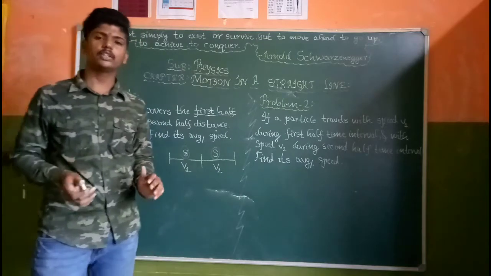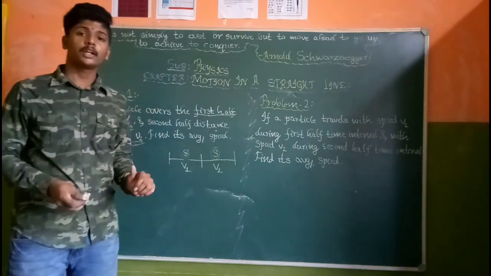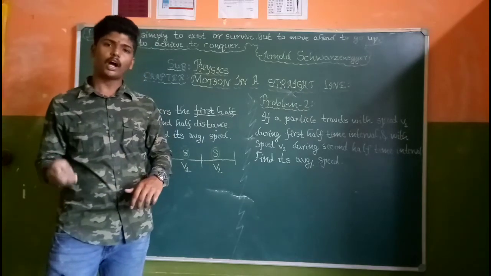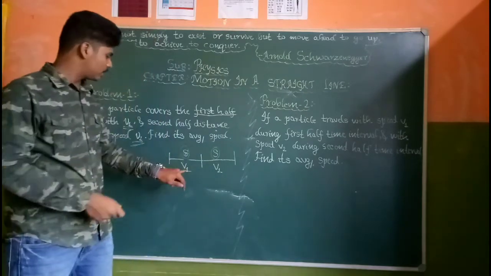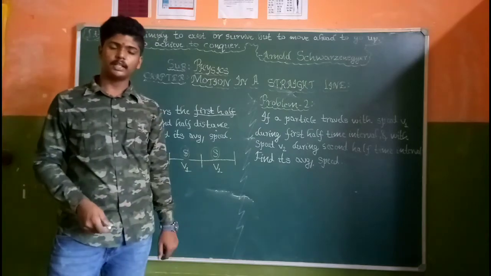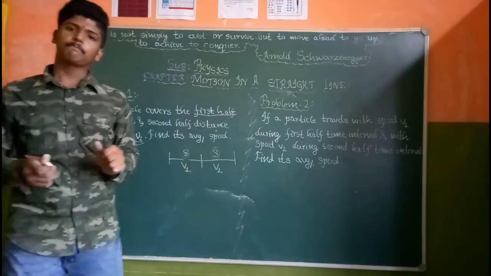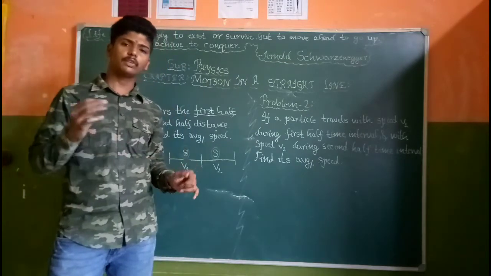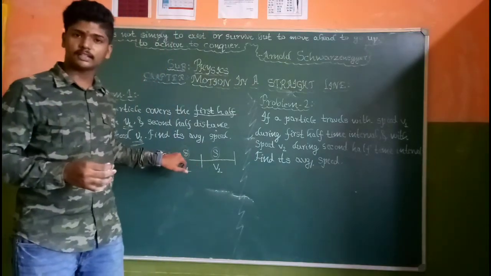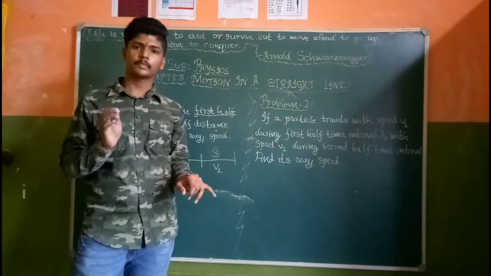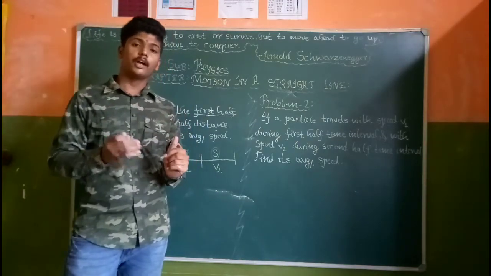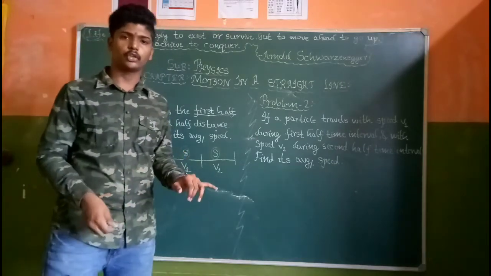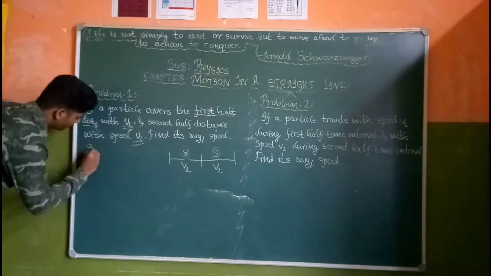Whenever they ask you a question related to average speed, you have to substitute the given values for the unknown values. For calculating average speed, you will write distance per time, right? Here they have given velocity and distance, but they have not given you the time. So in place of time, you have to substitute the given values, that is v1 and s. I will show you how now. So solution.